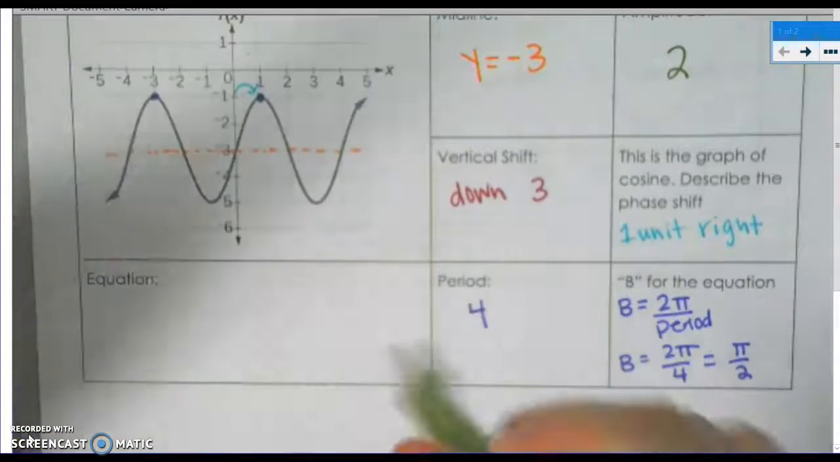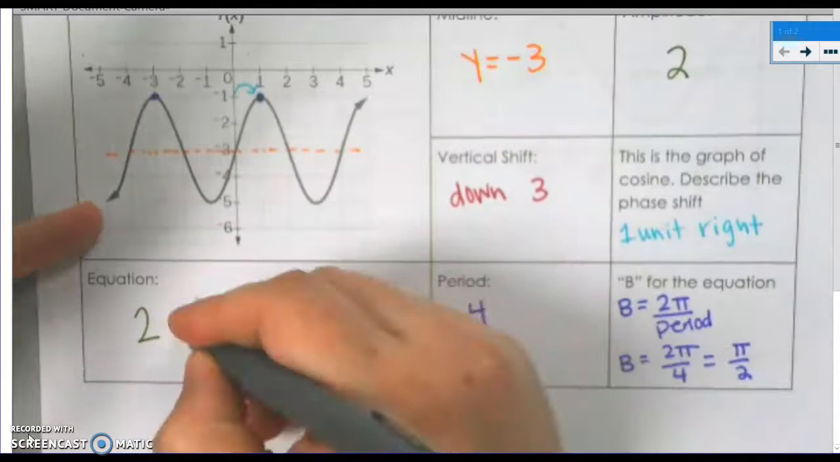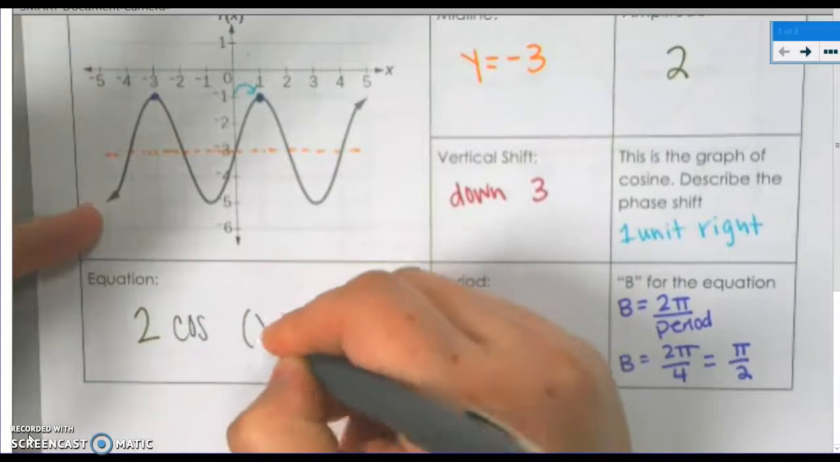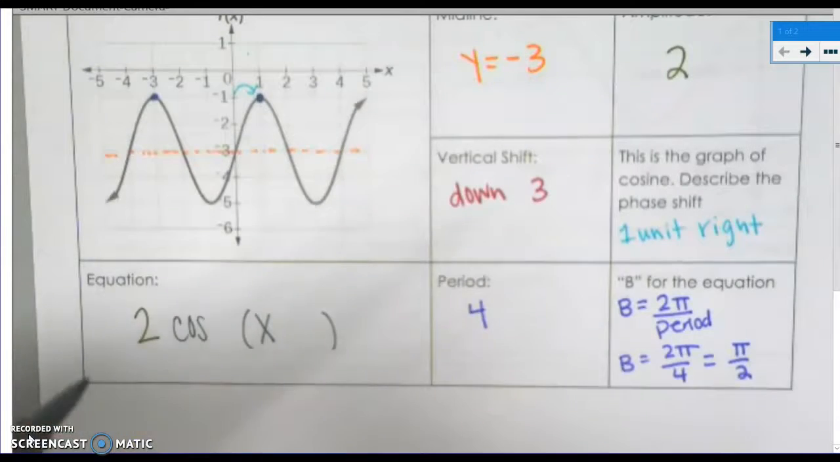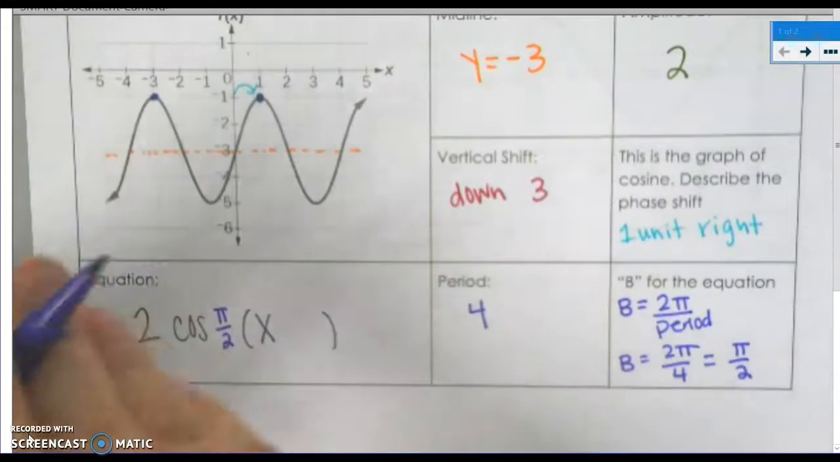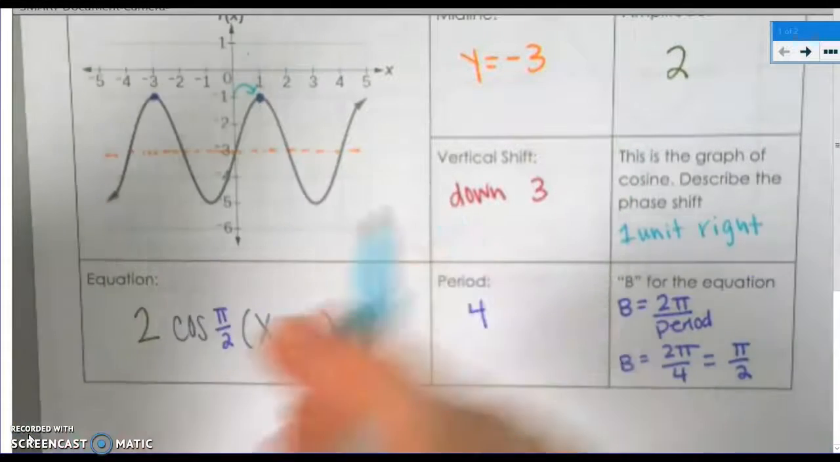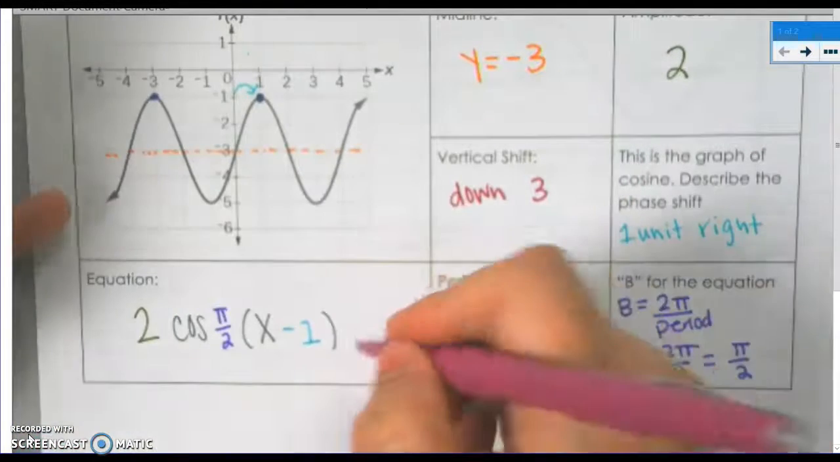So my equation is 2 cosine pi over 2 on the outside of that parentheses -1 -3.